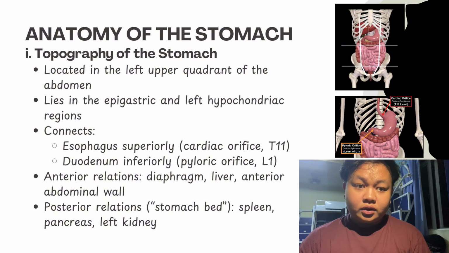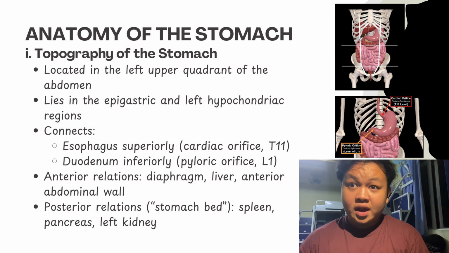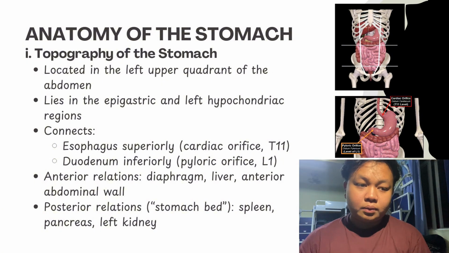So first we're going to look at the topography of the stomach, which refers to the location and relations to the abdomen. The stomach is located in the left upper quadrant of the abdomen. It lies mainly in the epigastric region and left hypochondrial region. Superiorly, it connects to the esophagus at the cardiac orifice around the level of T11, while inferiorly, it connects to the duodenum through the pyloric orifice around L1.